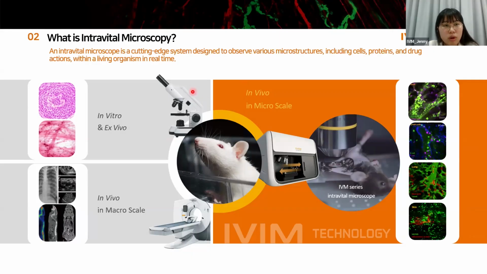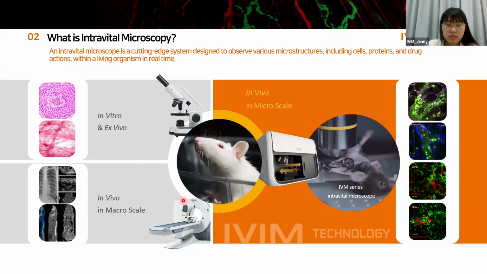Intravital microscopy, or IVM, is a high-resolution imaging technique that allows for real-time observation of cellular and tissue-level dynamics within living organisms. Traditional imaging methods, such as in vitro or ex vivo imaging approaches, typically rely on fixed tissue slides or cultured cells. As a result, they lack the ability to capture real-time biological and physiological changes and do not fully reflect the complexity of the in vivo environment.